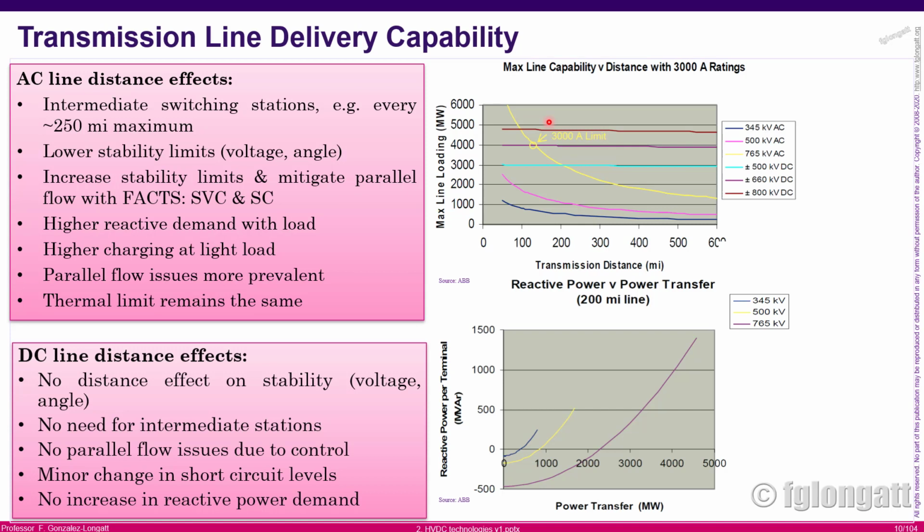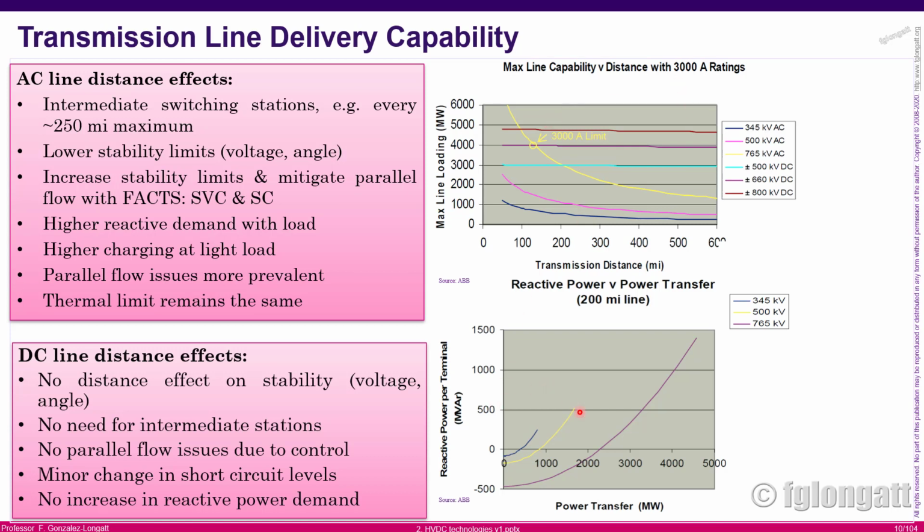And what you need to understand is AC lines have a limit on the distance that they can transmit power, okay? On the other hand, we have the DC lines, where there is almost no effect related with distance, okay?